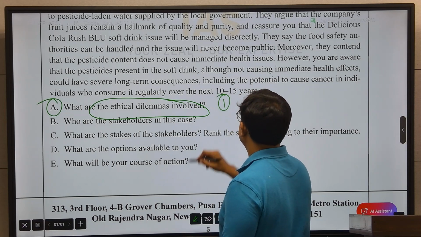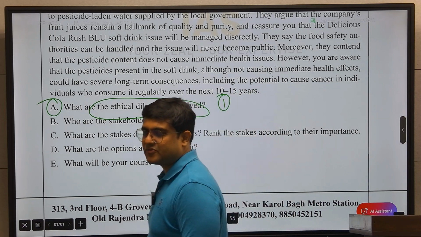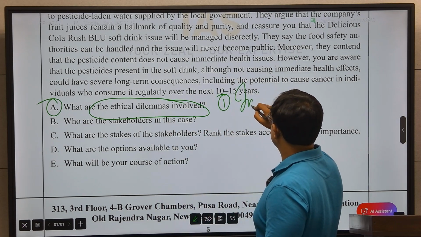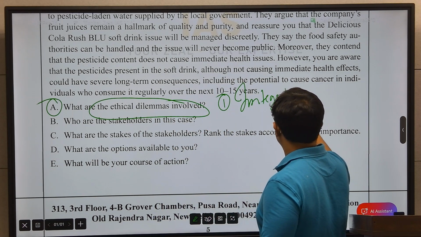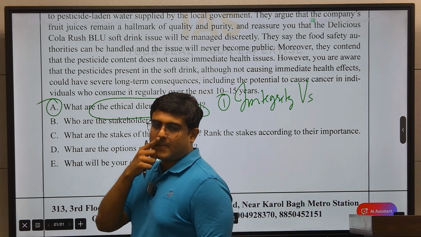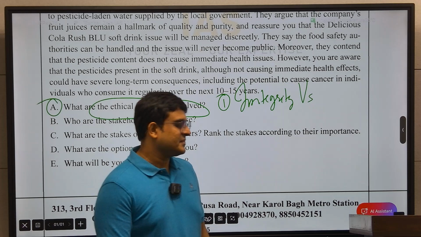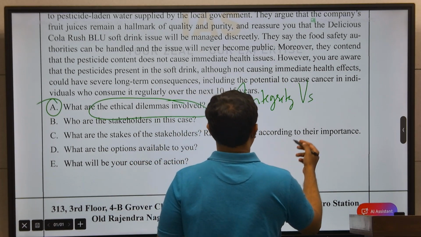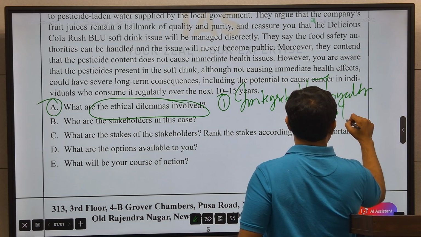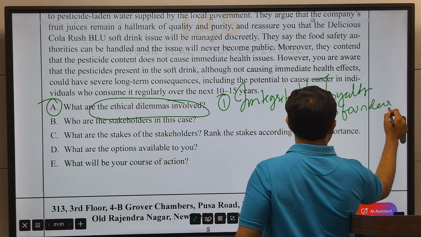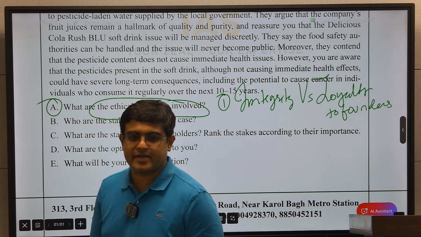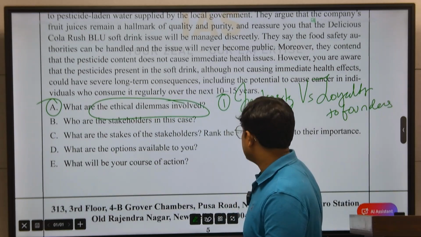Now, what are the ethical dilemmas in this case? First, let's look from the CEO's perspective, from his personal perspective. His integrity. Integrity versus loyalty to the founders. First, he has to maintain integrity and also be loyal to the founders.